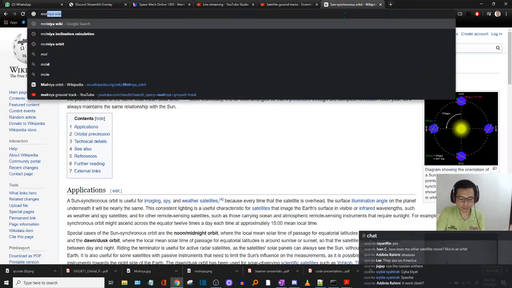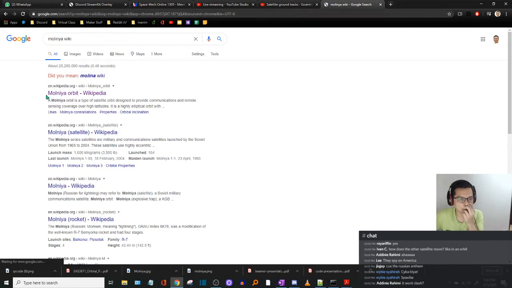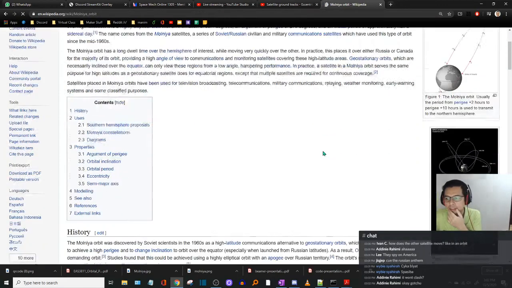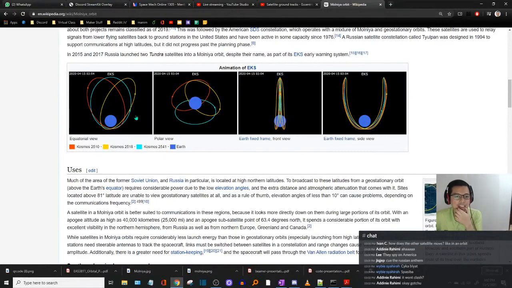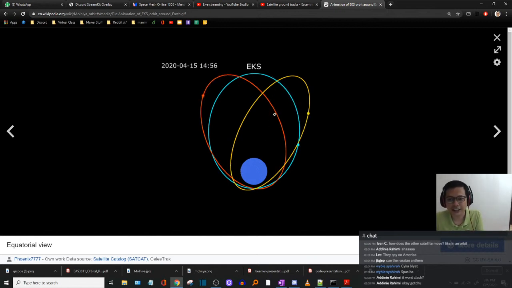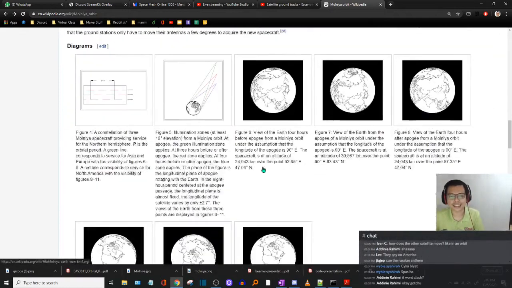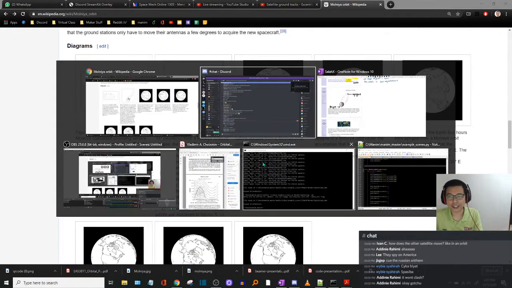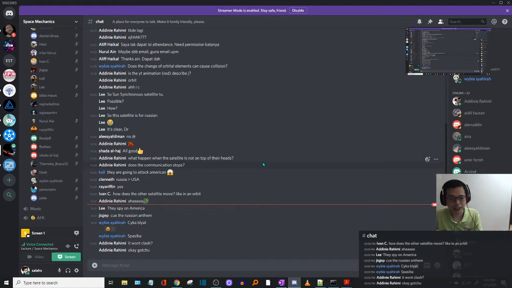Let me see if I can find something on wiki. Here you go. So they will have satellites like this, 3 different satellites in Molniya orbits, so that they will have at least 1 satellite in the Russian sky at one time. There are a lot of interesting things you can do if you know how to design the orbit.